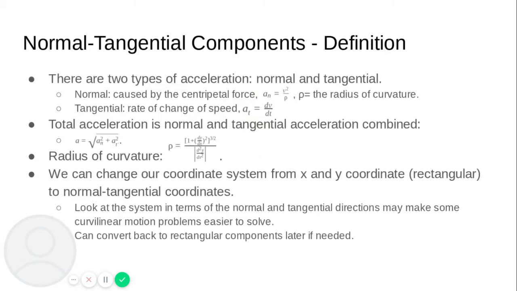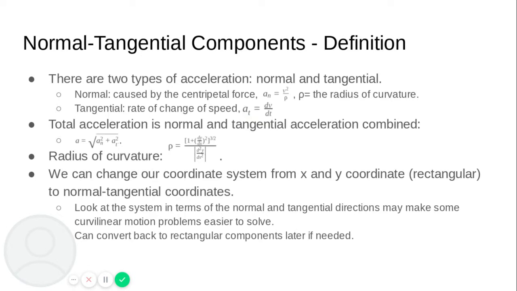So today we're going to talk about normal tangential components as part of the dynamics course. So first, a definition. There are two types of acceleration, normal and tangential. Normal acceleration is caused by the centripetal force, and it can be found by dividing the velocity squared over rho, where rho is the radius of curvature. This is just the acceleration caused by that centripetal force, which is always pointing inwards of the curve or the circle.